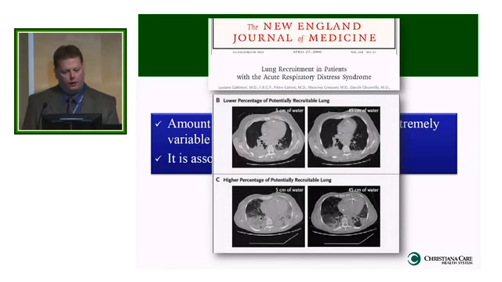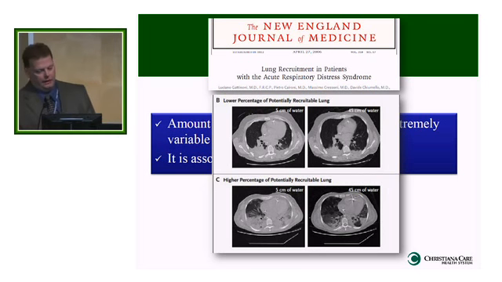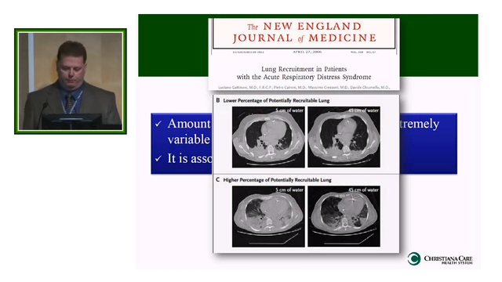This is a New England Journal article about lung recruitment in patients with ARDS, and what they found is sort of interesting. They really looked at whether you can recruit the patient's lungs. Will PEEP recruit patients' lungs? And what they found was that the amount of potentially recruitable lung is extremely variable. I think we knew that, but beyond a reasonable doubt, the amount of recruitable lung varies greatly among patients and is associated with PEEP response.